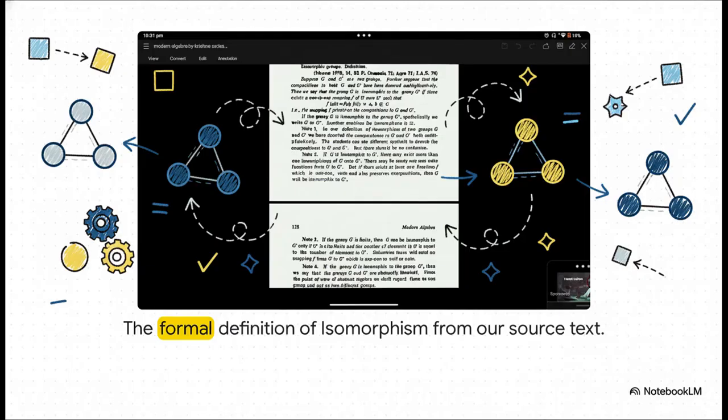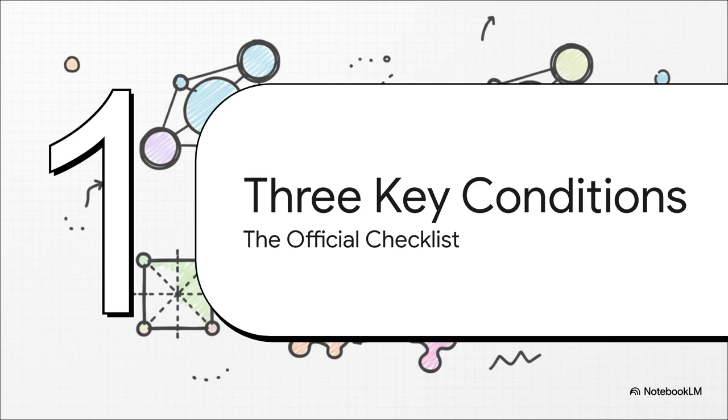Okay, so this is the formal definition from our source text. And yeah, I know, it looks pretty intense, a little intimidating, right? But don't worry. It's really just a very precise checklist for confirming that two things are structurally identical. We're going to unpack it piece by piece. So let's do that. Let's break it down. All that scary-looking text really just boils down to three key conditions. If you want to prove two groups are isomorphic, you need to find a function, or a mapping, that can tick all three of these boxes.